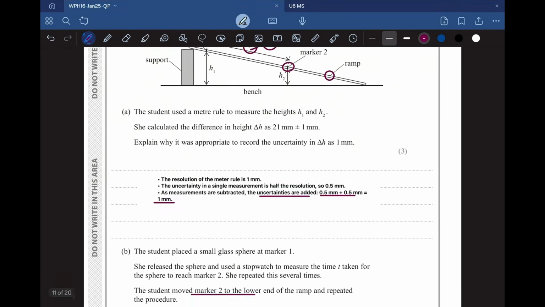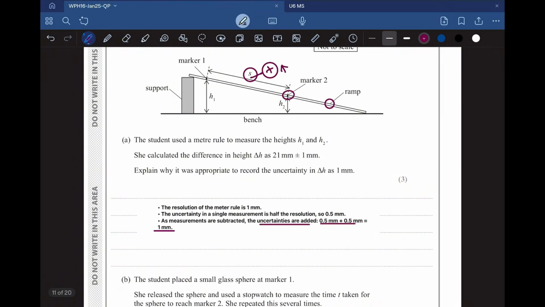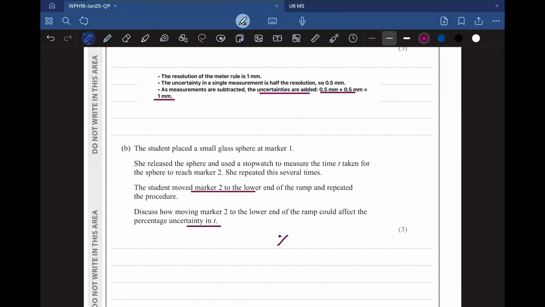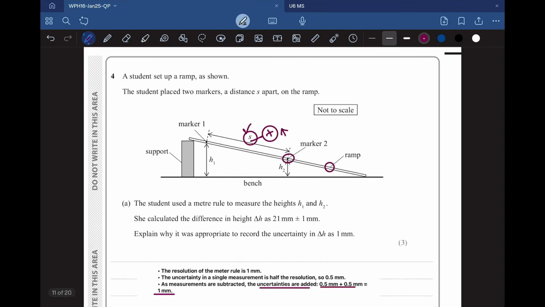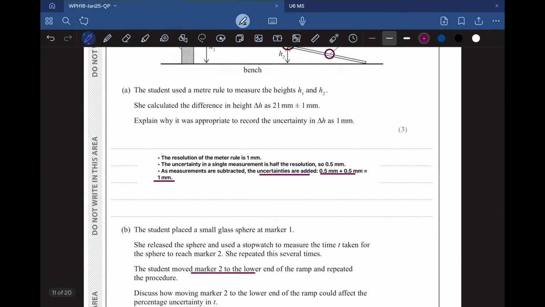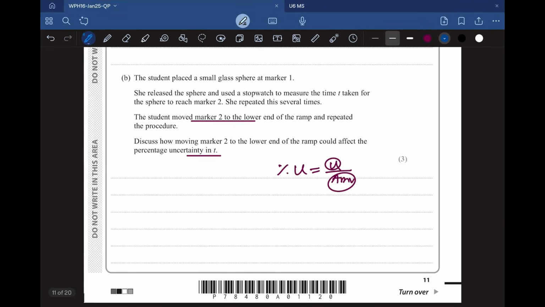So basically, as you are increasing the time value, I mean the measured value, we know percentage uncertainty is equal to uncertainty divided by the average measured value. The uncertainty is going to be constant. As you are taking a greater value of s, it will take greater time for the sphere to fall. So the average measured value of the time will be greater, and the percentage uncertainty is going to be smaller.